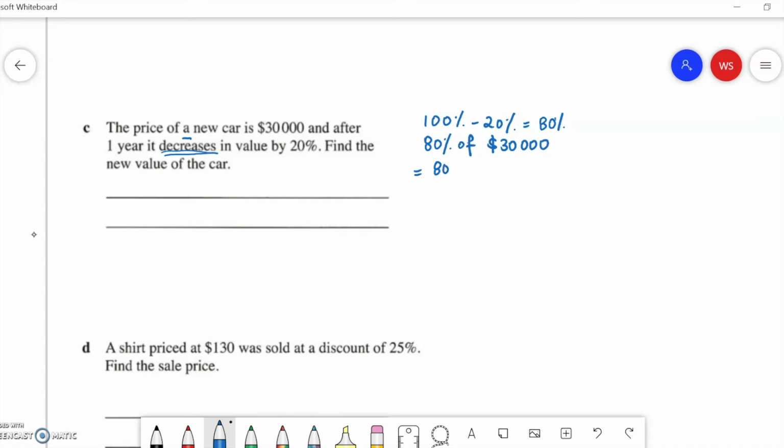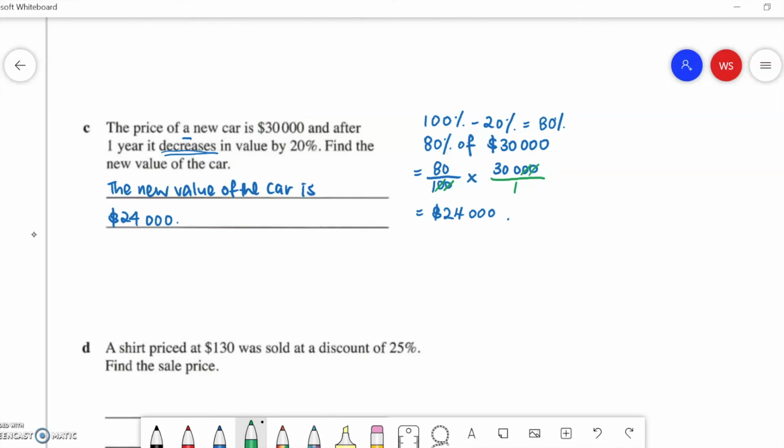Expressing the percentage as a fraction, 80 over 100 of becomes times your whole number itself, 30,000 over 1. Begin to cancel out your zeros, 1 0 for another 0, 1 0 for another 0. Once that's simplified, multiply it across. So 80 times 300, that gives you 24,000. Right, so the answer would be the new value of the car is $24,000.